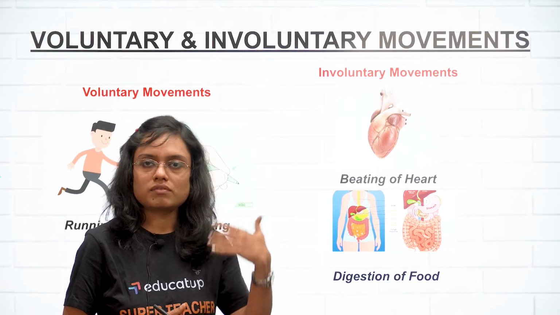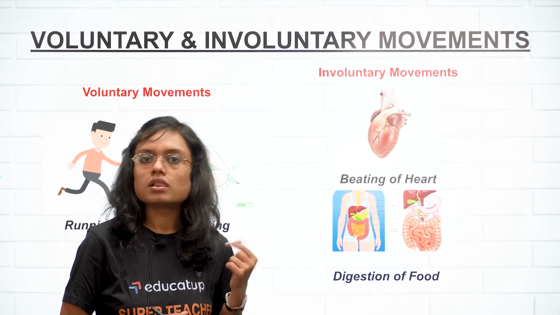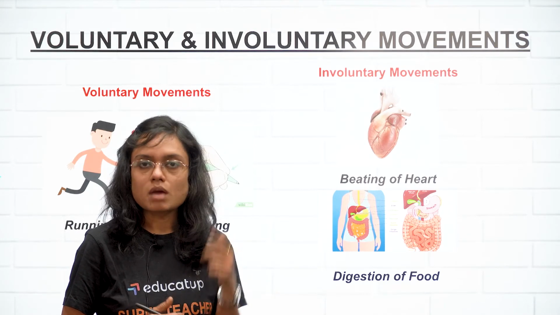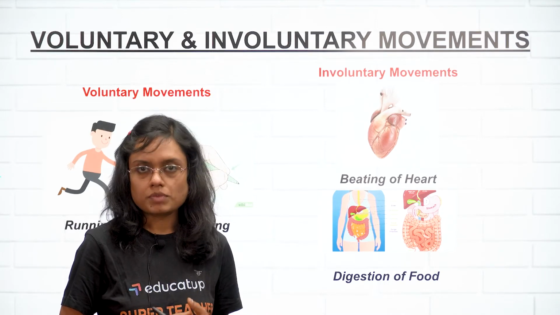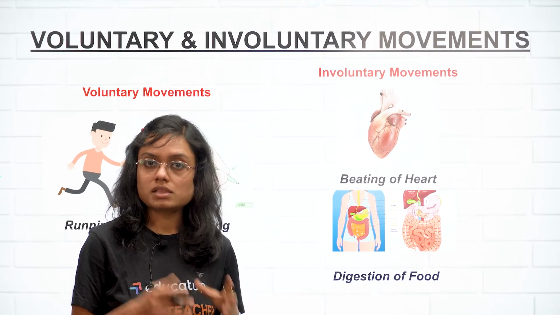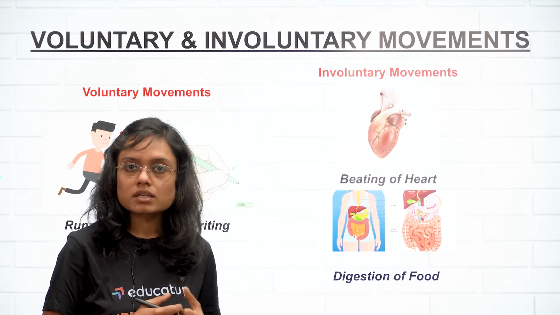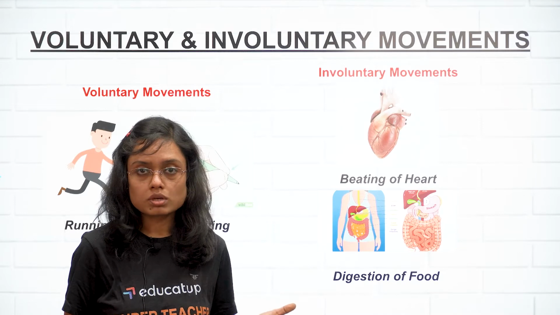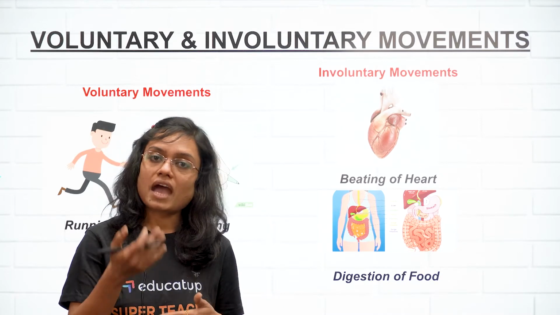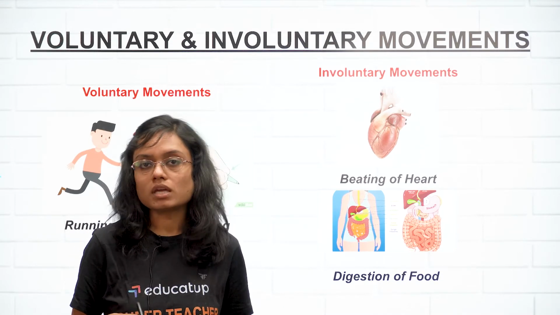They will work, they will function according to the body. Like for example, blinking of the eyes, पलकों का झपकना, हम उन्हें कंट्रोल नहीं कर सकते, it happens automatically. Beating of the heart, हमारा दिल धड़कता है, हम उसको कंट्रोल नहीं कर सकते ना, that for 10 minutes our heart should not beat. Can we do that? No.